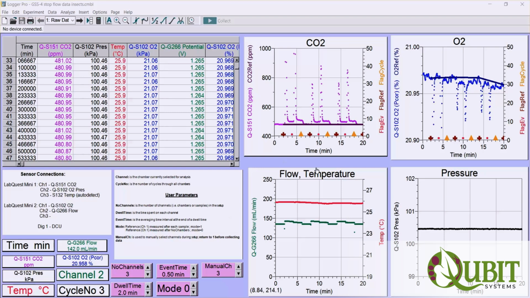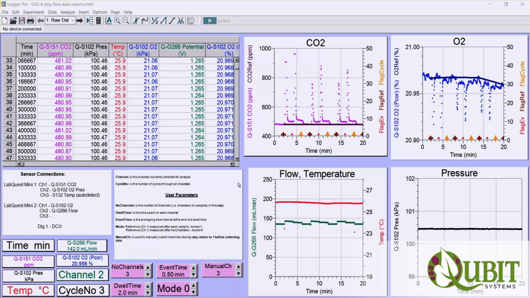So here we're looking at page 1 of this experimental file. This is where all the raw data is displayed. We've got the graphs of CO2 and O2, the flow through the chambers, temperature, and the absolute pressure at the site of the oxygen sensor. We were doing these measurements at around 135 mils per minute, running through the chambers with the insects. The background gas was delivered from a gas bag at around 481 ppm of CO2.